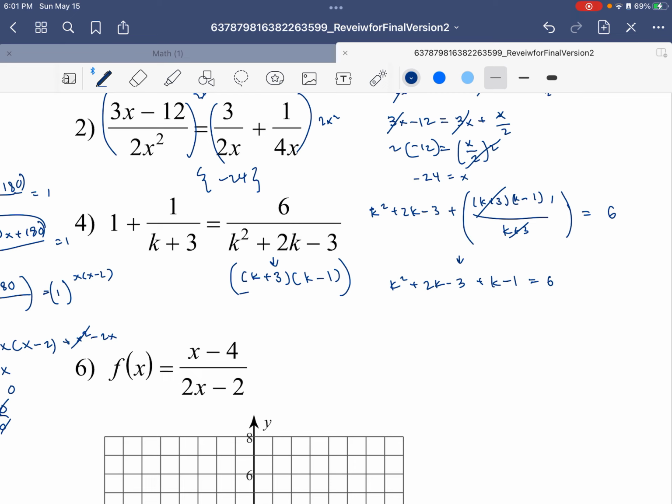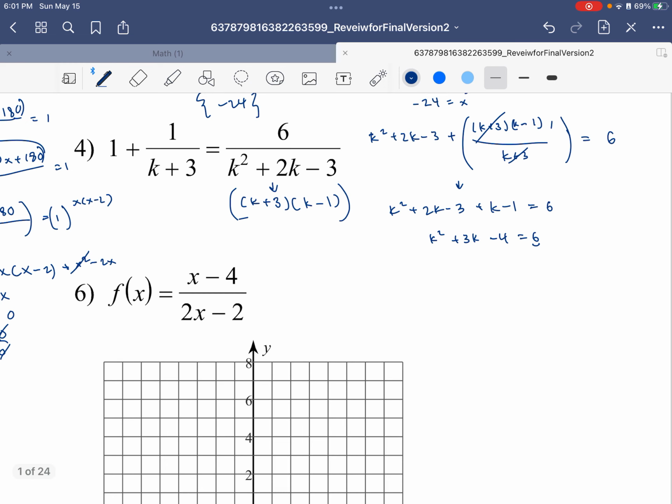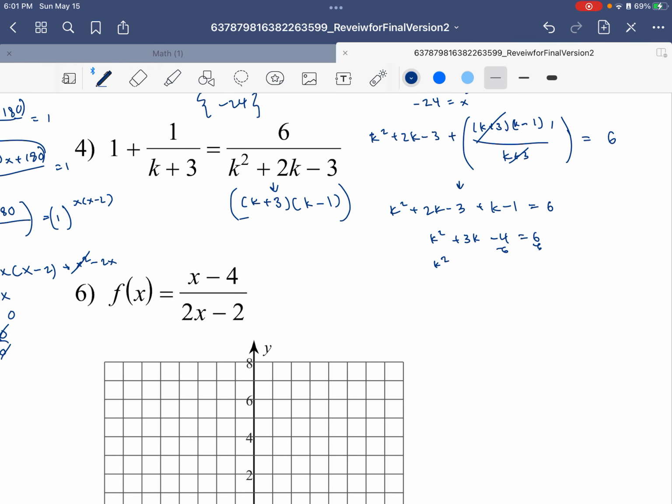And so let's combine like terms now. So k squared and then 2k plus k is 3k. And then minus 3 minus 1 is minus 4 equals 6. Let's move 6 over. Subtract 6 from both sides. So we're left with k squared plus 3k minus 10 equals 0. So we can factor this out to be k plus 5, k minus 2 equals 0.